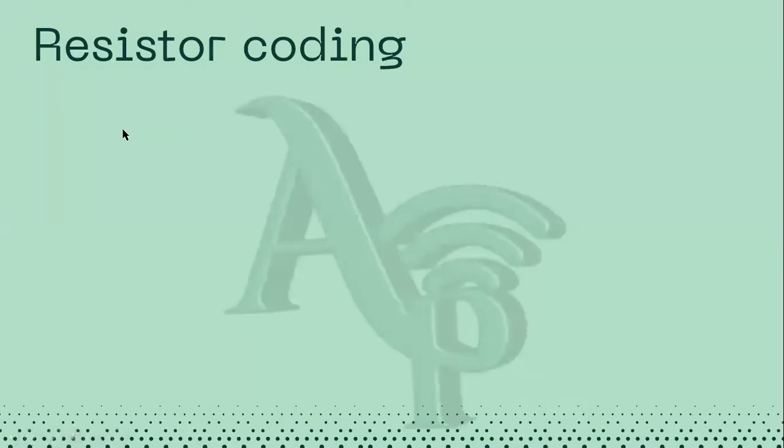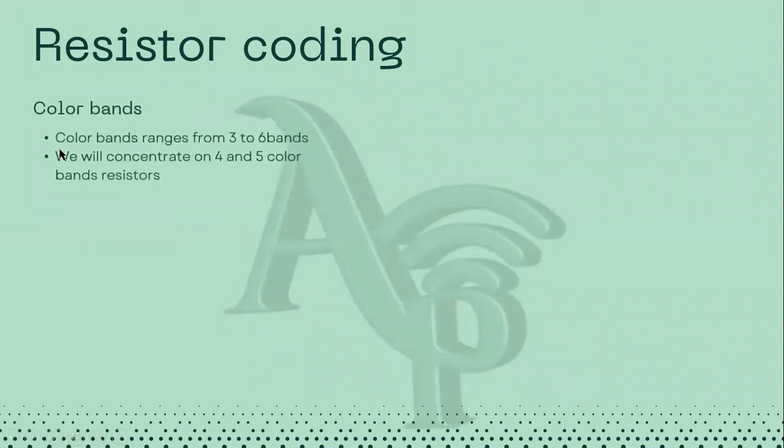Let's proceed. So, resistor color coding. Now, the color-coded resistors are actually made up of different color bands. And the color bands range from about 3 to 6 bands. These are the very common ones. But for the sake of our teaching, we're going to concentrate on 4 color band and 5 color band resistors because these are the type of resistors we're going to be making use of regularly. And they are very common in the market.